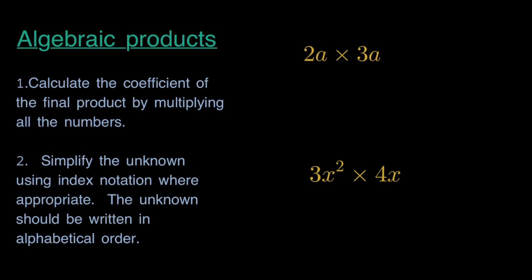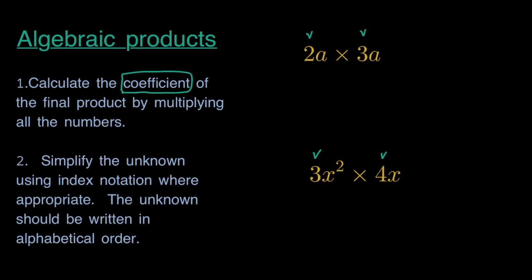So today we will work to simplify algebraic products, and how we do that is, first, we will need to calculate the coefficient of the final number by multiplying all the numbers. So remember the word coefficient. This is the number bit, like the 2 and the 3, and the 3 here and the 4. So that is the coefficient. So in the end, we will have to times them.